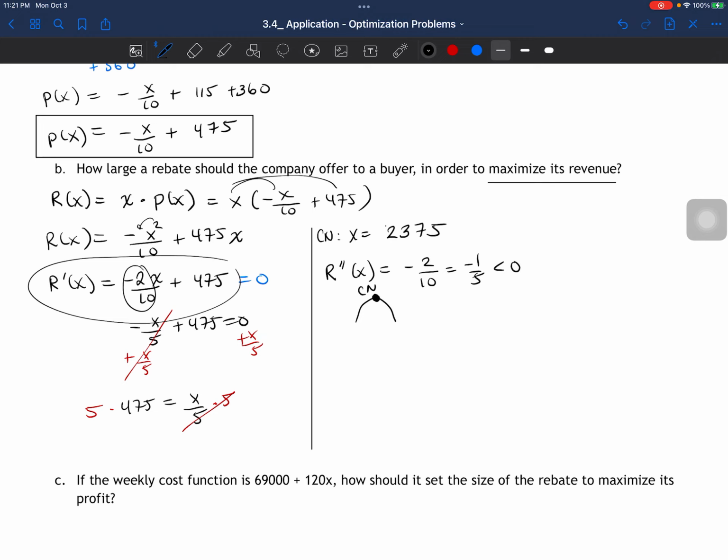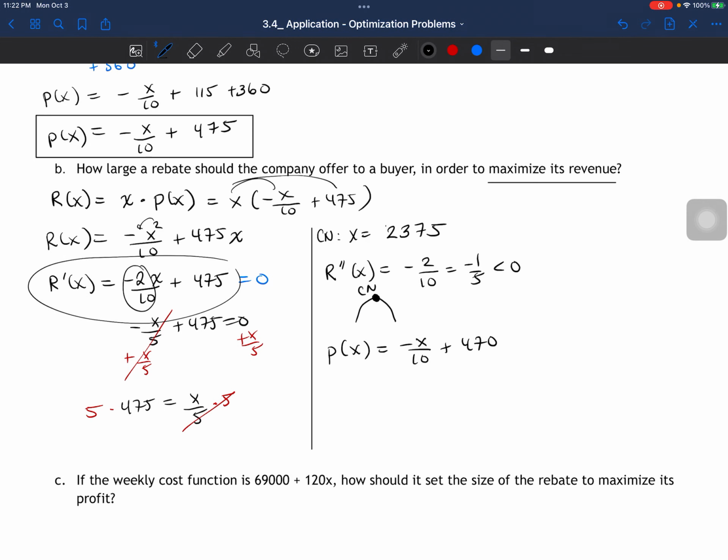But let's see what we have, right? So how we found the number of items we need to solve to maximize, but that's not the question. The question is how large should the rebate be to offer a buyer in order for us to maximize our profit. So we need to know how much of a difference of a price, right? How much discount we gotta give them to make sure that we are going to maximize the profit. So we're gonna find the price of this. How much is the price to maximize our profit?